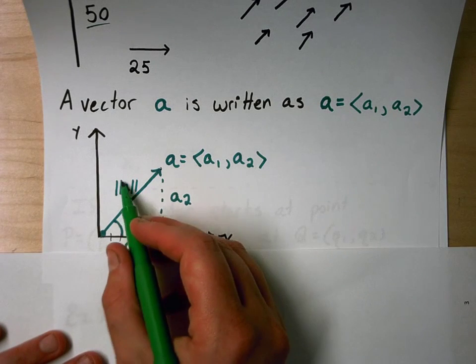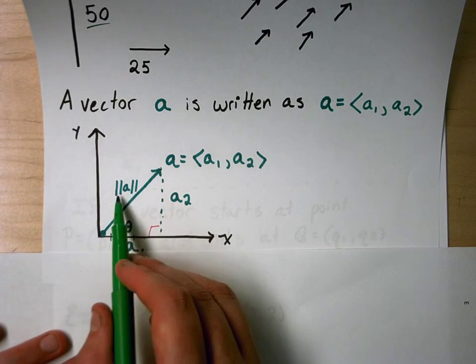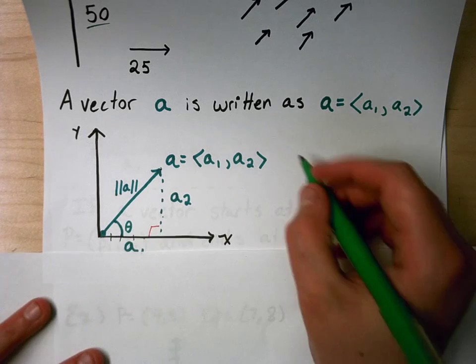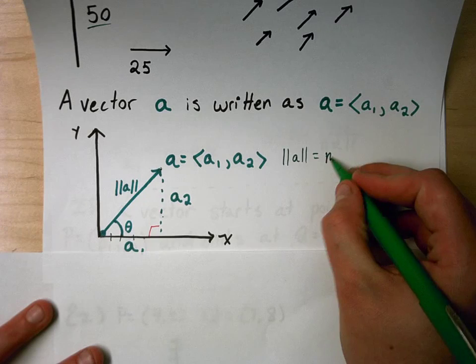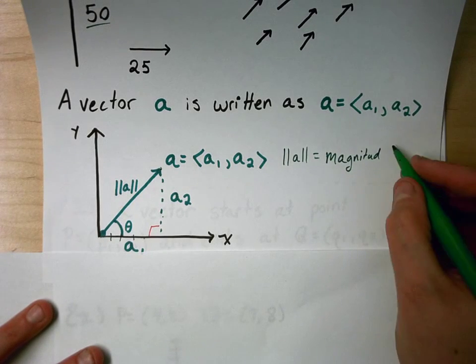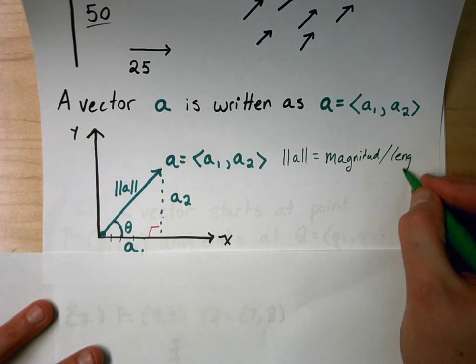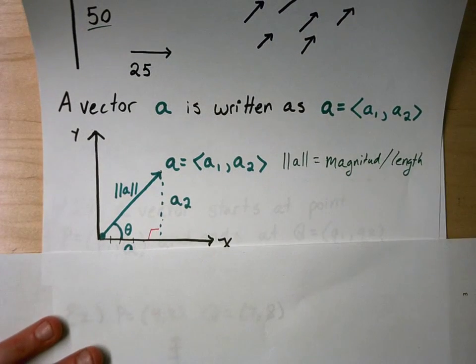And then the length of the vector is denoted by this double bar here. So we call this double bar, those aren't absolute values, that's the magnitude or the length of our vector A.